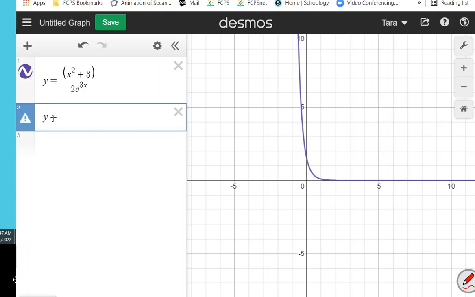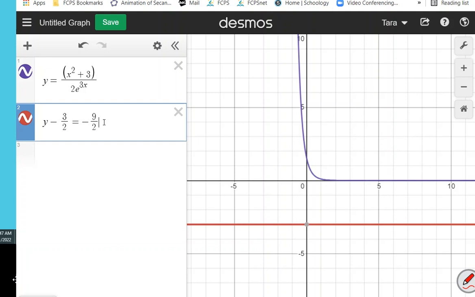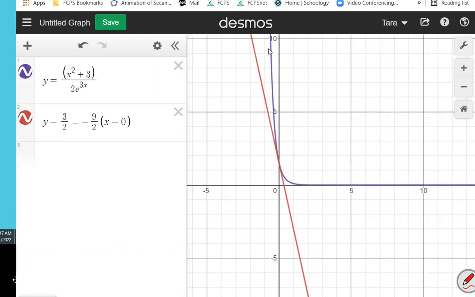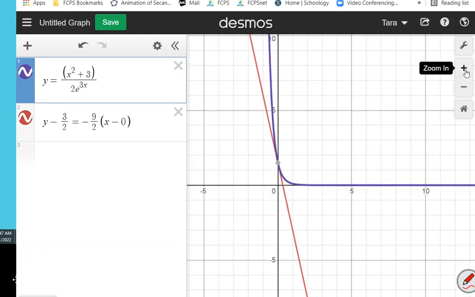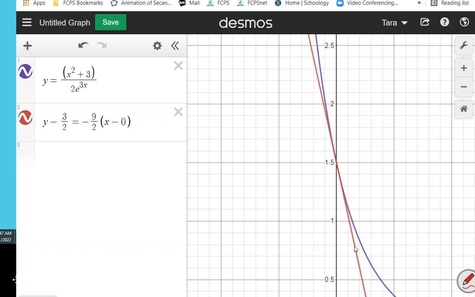I want to see if this looks right. y minus 3 halves equals negative 9 halves times x minus 0. I guess it likes it when it's just a number to make the fraction bar. Okay, there we go. Looks pretty good. Curve, tangent line, 1 point of intersection. Zoom in, you can see they're getting pretty close together, just touching right there. I'm in good shape.